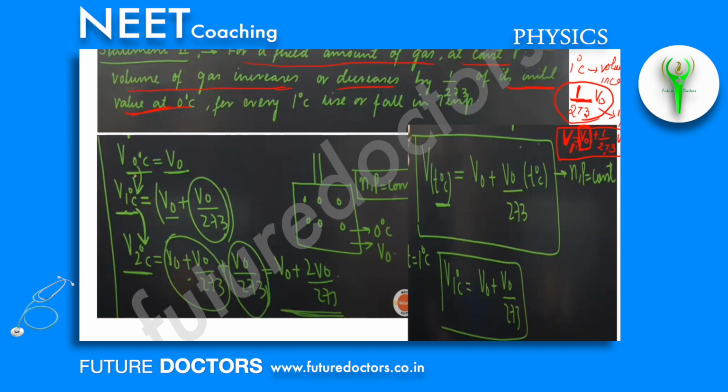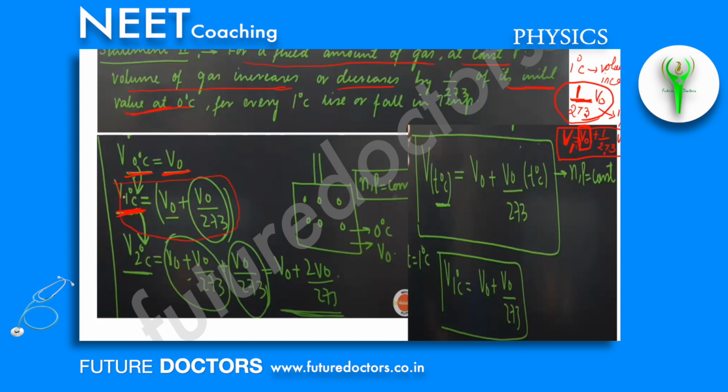So the volume of a gas at 0 degrees, we are considering this as V naught. Now we are increasing the temperature by 1 degree. When you increase the temperature by 1 degree, the volume increases by 1 by 273 of V naught. So this is the original value, and now this is the final volume.